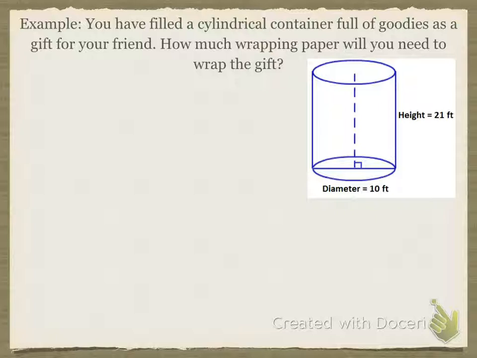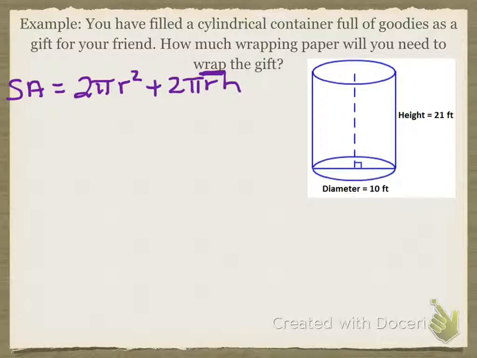Again, we could get a word problem, and the key word for surface area is looking for something that's going to be covered. So in this example, we have a cylindrical container full of goodies as a gift for your friend. How much wrapping paper will you need to wrap the gift? Well, if we're wrapping the gift, we're covering the gift, so it's surface area. So we start by writing the formula, 2 pi r squared plus 2 pi r h. Notice in this diagram we are given a diameter.